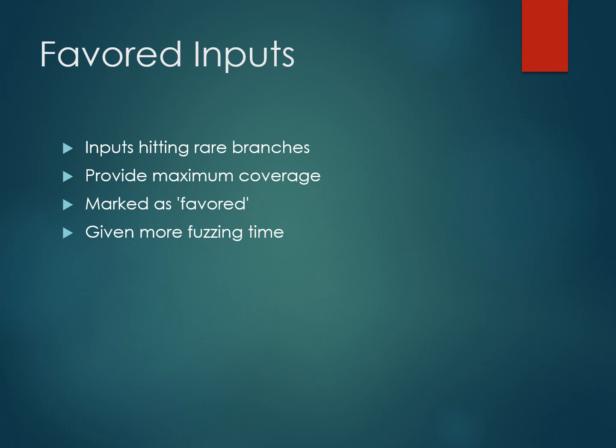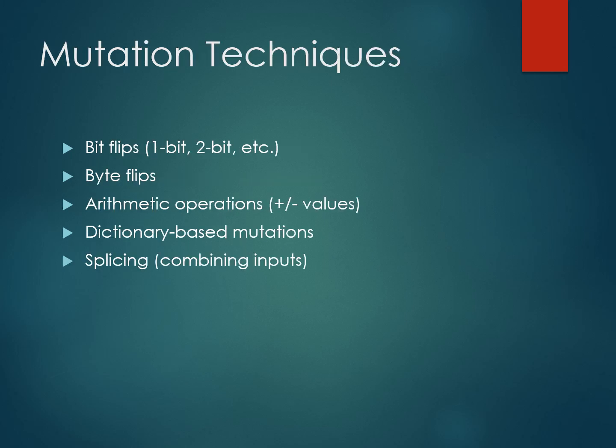AFL gives scores to test cases based on how useful they are. Inputs that execute faster, explore new paths, or trigger unique behavior receive higher scores. High-scoring inputs are mutated more frequently. So it figures out the favored inputs and gives them more fuzzing. The mutation techniques it follows were already covered: bit flips, byte flips, arithmetic operations, and dictionary-based mutation.